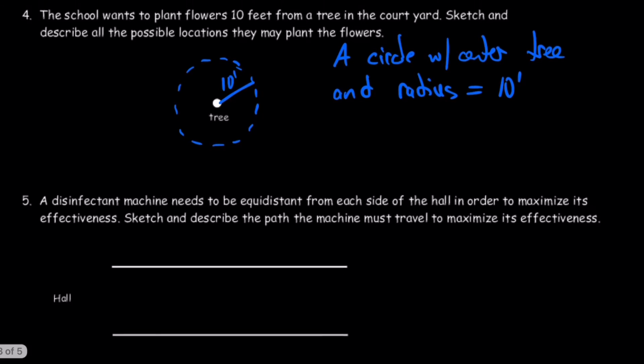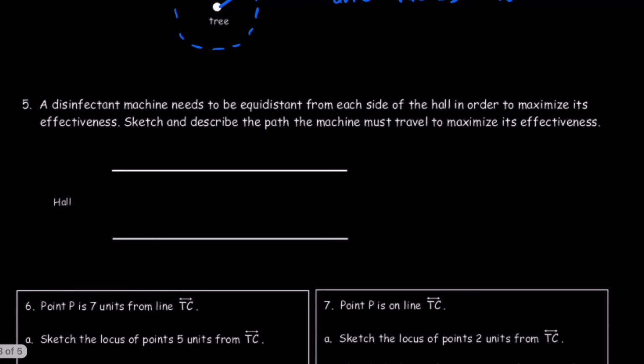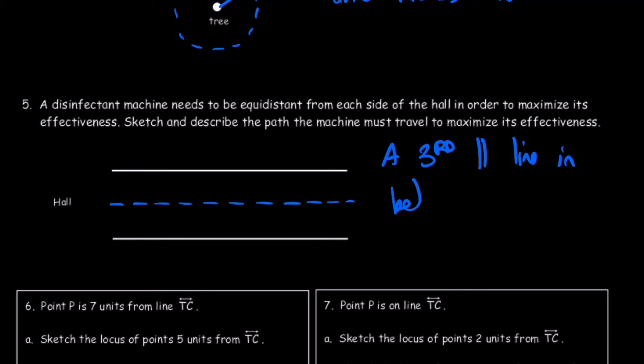And the last of our 5 locus theorems, a disinfectant machine needs to be equidistant from each side of the hall in order to maximize its effectiveness. Sketch and describe the path the machine must travel to maximize its effectiveness. The given information here would be 2 parallel lines, and to be equidistant from those, you would be a 3rd parallel line right down the middle. So you'd sketch that in. It doesn't tell us how far apart those walls are, so we don't have to put in any numbers. And to describe it, I would just say a 3rd parallel line in between, or exactly in the middle, something to that effect.